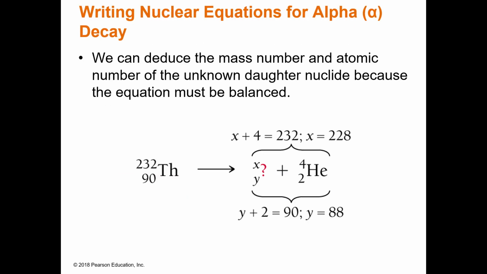Let's walk through how to write a nuclear equation for alpha decay. Suppose you start with thorium-232. It emits an alpha particle. That's 4 on top and 2 on the bottom. So subtract 4 from the mass number and 2 from the atomic number. That gives you a new element with a mass number of 228 and an atomic number of 88. Now look on the periodic table. What's element 88? That's radium. So your daughter nuclide is radium-228. And now your equation is balanced.